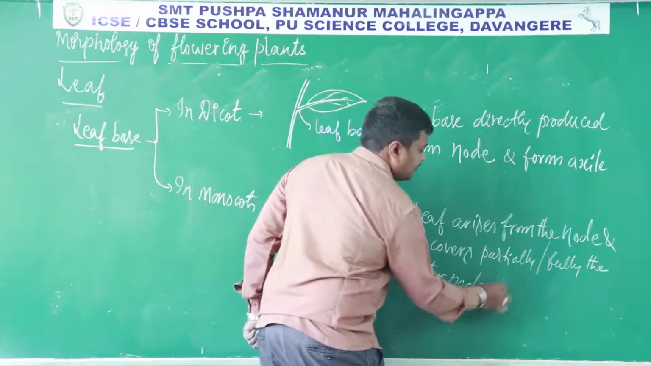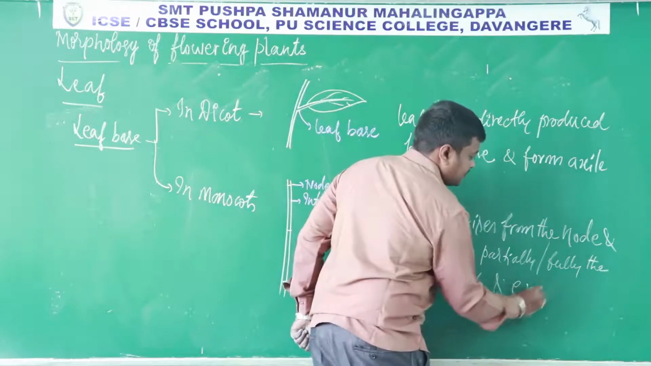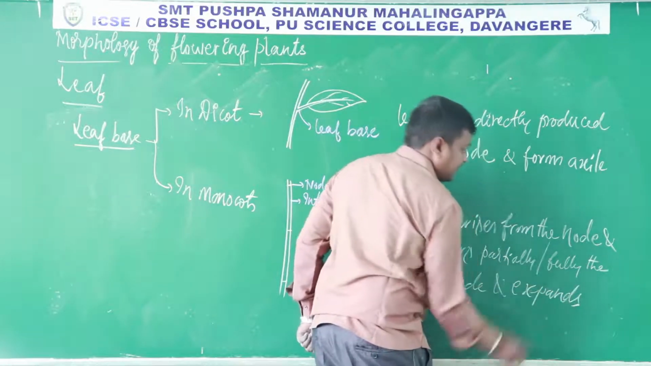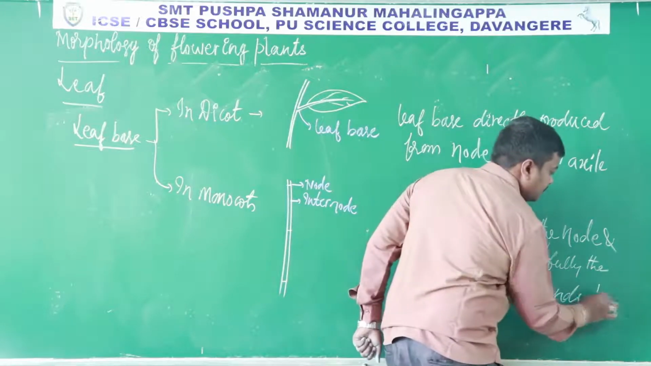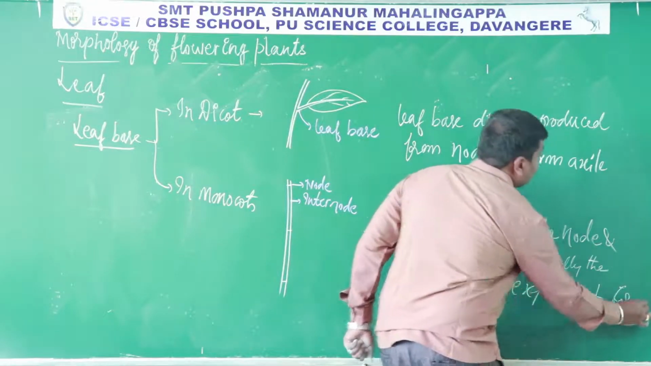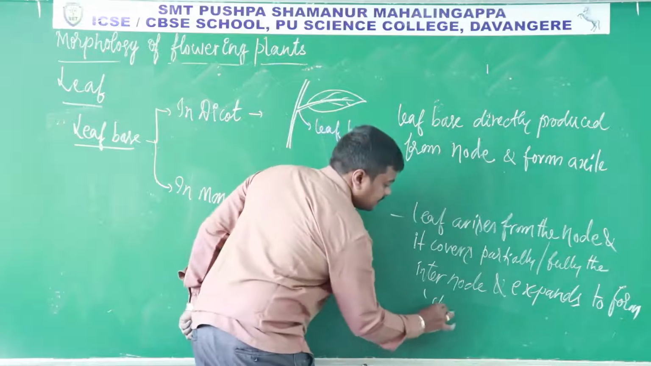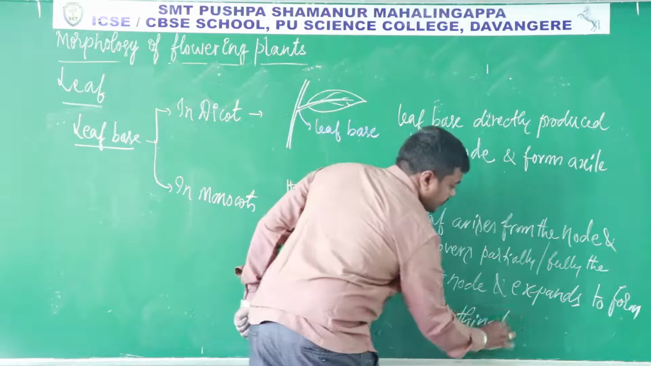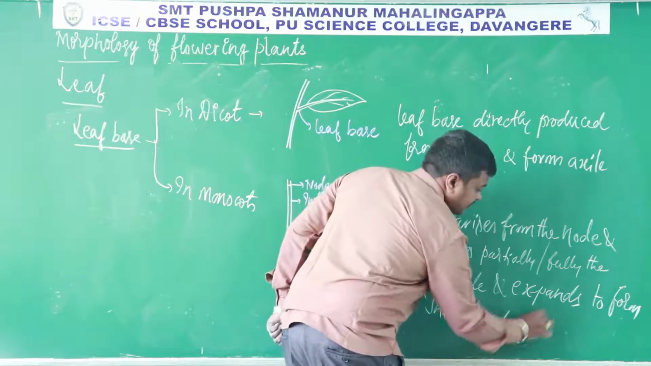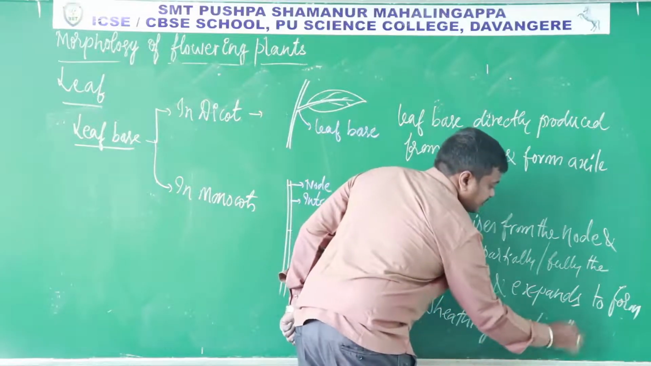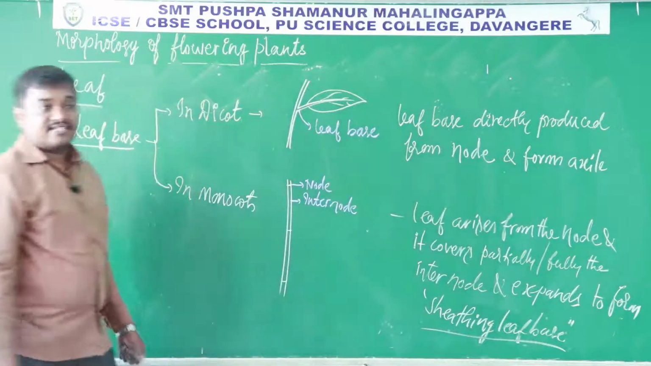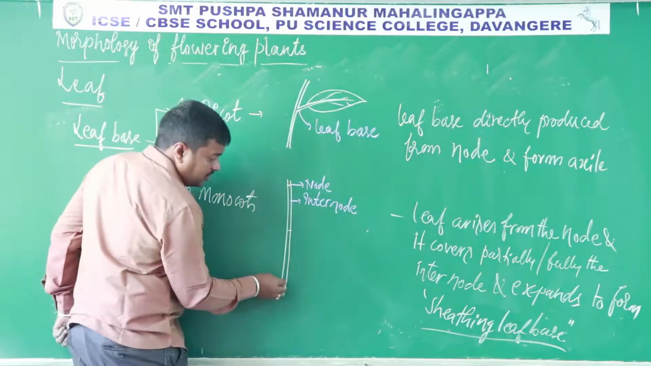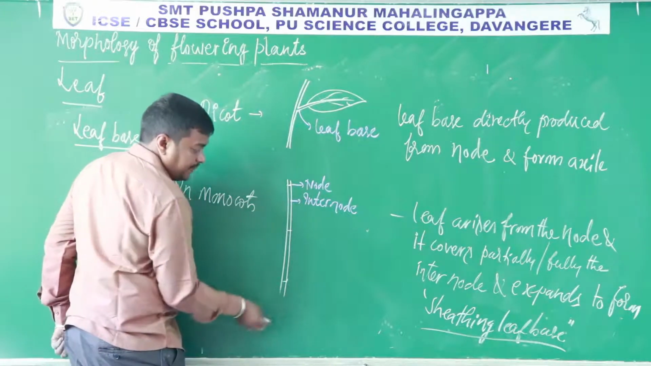Internode and expands to form sheathing leaf base. ಇದನ್ನು sheathing leaf base ಅನ್ನೋದನ್ನು ಫಾರ್ಮ್ ಮಾಡುತ್ತೆ. ಹೇಗೆ ಅಂದರೆ see there, so here is a node, from the node leaf should be arised.